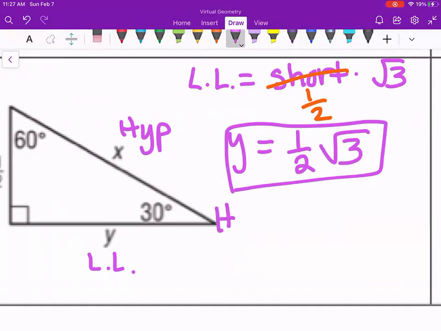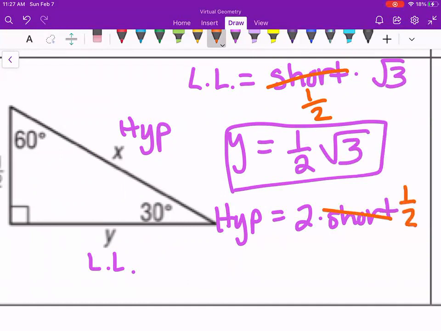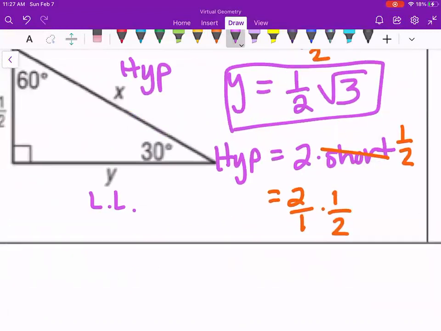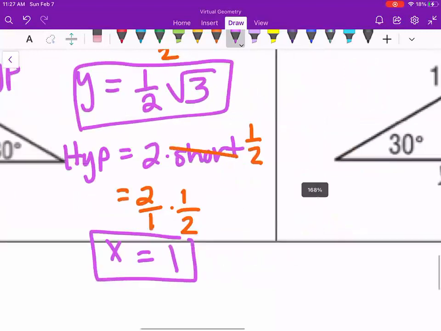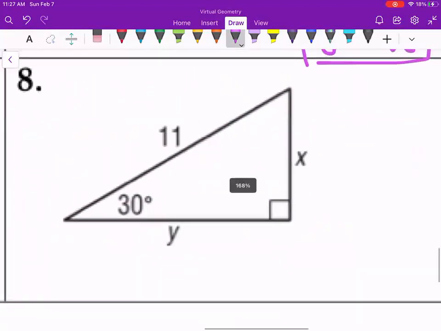Your hypotenuse is now what we're going to find, which is 2 times the short. Again, my short is 1/2. So 2 over 1, or like before, if we're multiplying by a fraction, let's get our whole number over 1, times 1/2. So 2 times 1/2 is a 1. So my x is 1. So even though we have a fraction in there, it still does not change your formulas at all.